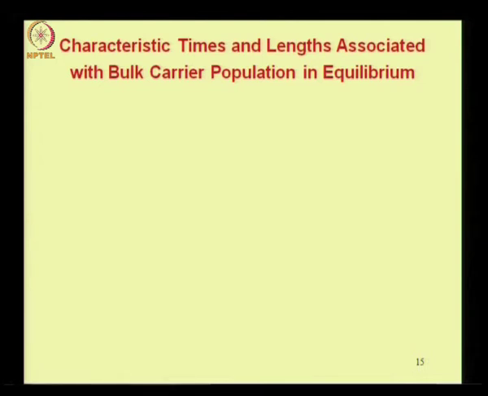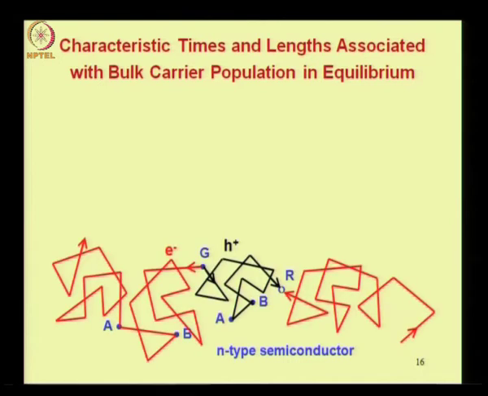First, let us look at characteristic times and lengths associated with bulk carrier population in equilibrium. The picture in equilibrium is sketched here. This is an approximate picture where the scattering event is assumed to be instantaneous and localized. So, it is in terms of this picture that we shall define the various characteristic lengths and times.